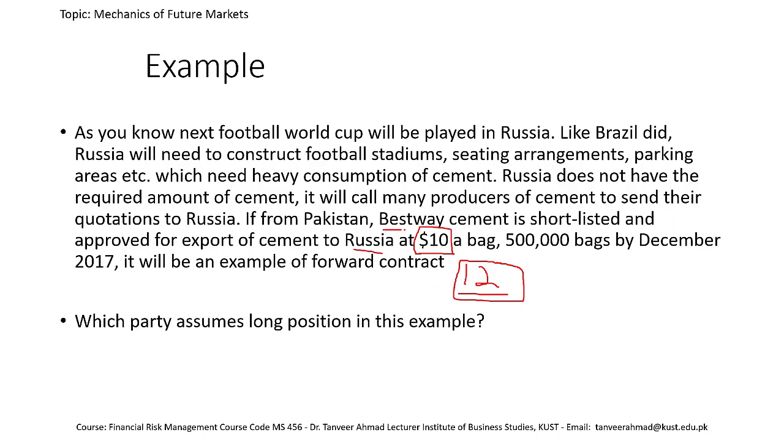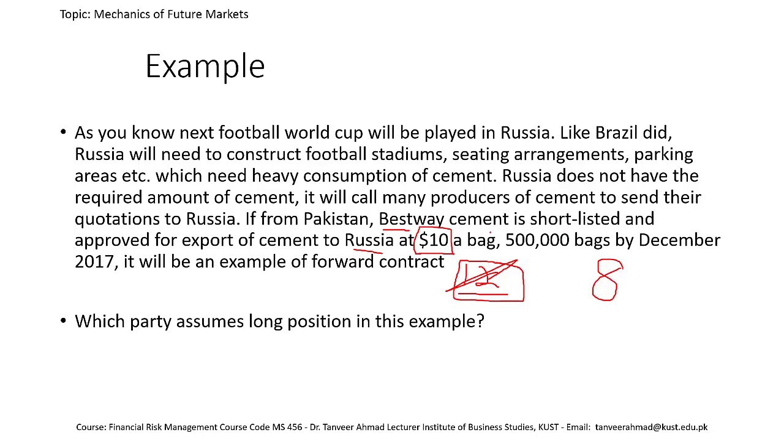What does it mean for Best Choice Cement? Because they have made a contract with Russia, the cement that could have been sold in the market for $12, they have to sell at a lower price. So when the price of the asset increases in the market, the short position holder loses money. They are in the disadvantageous position. Now, if the opposite happens, what would it mean for Russia if the price of the asset decreases in the market? What would it mean for Russia?